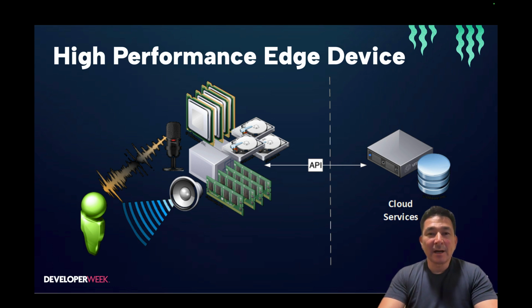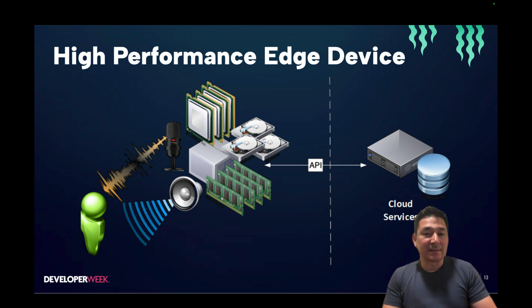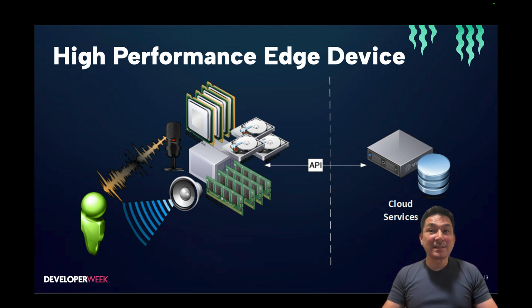So now we're going to take a look at a high performance edge device. This is a device that has a lot of CPU, a lot of memory, maybe it even has a GPU, and then it's also internet connected. So for a voice assistant, it will also have an input and an output device, which is a microphone and a speaker. It still might connect to cloud services to do some sort of record keeping, but for the most part, you have a very expensive device to handle most of the processing for your solution.